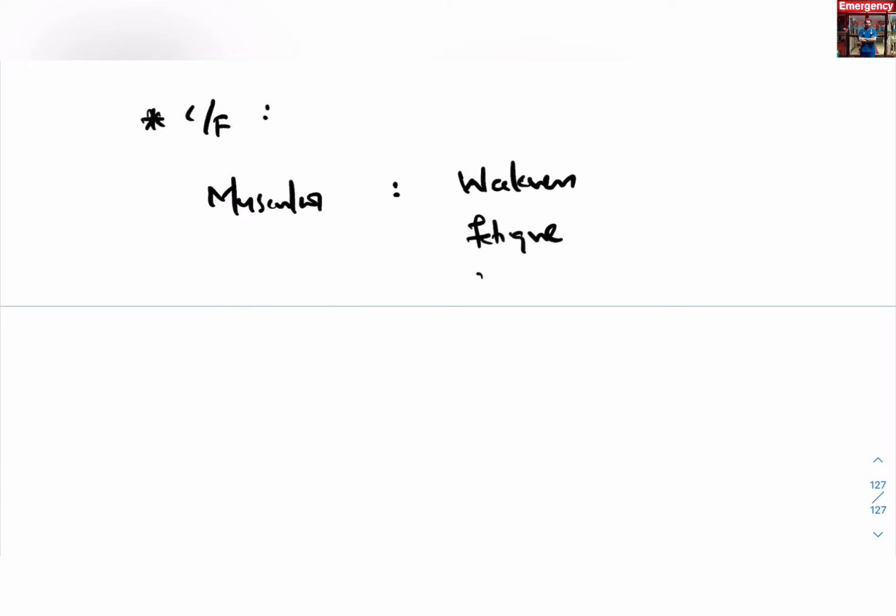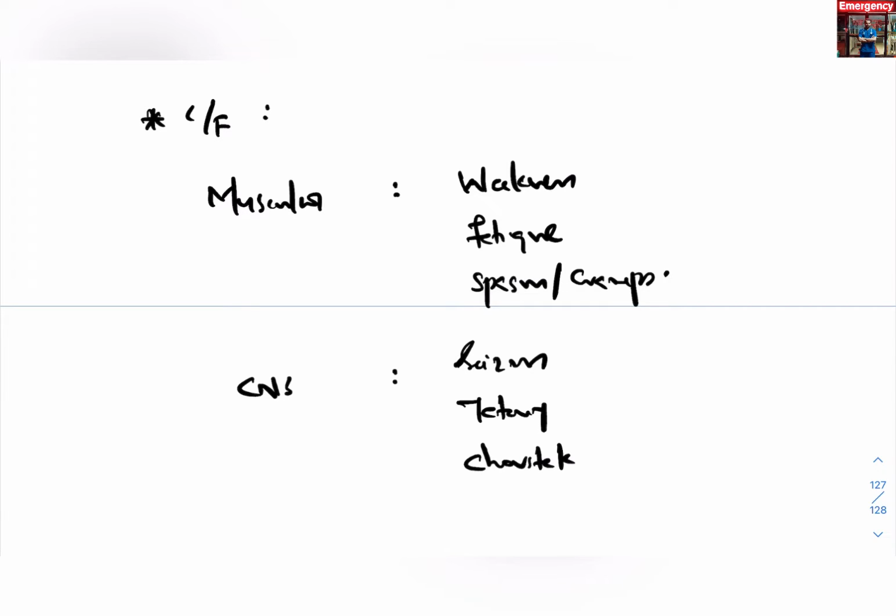Moving on to the clinical features. Let's see the system-wise clinical manifestations of hypocalcemia. First, in the muscular system, we may have weakness, fatigue, spasm, or cramps. Next, in the CNS, the patient may present with seizures, tetany, Chvostek sign, and Trousseau sign.